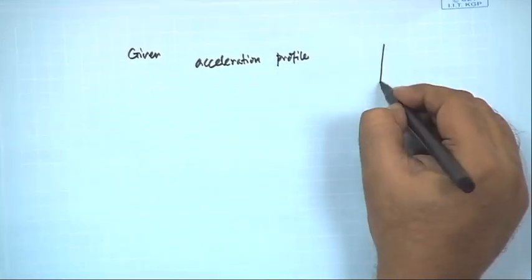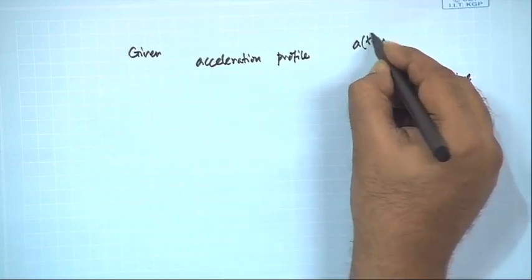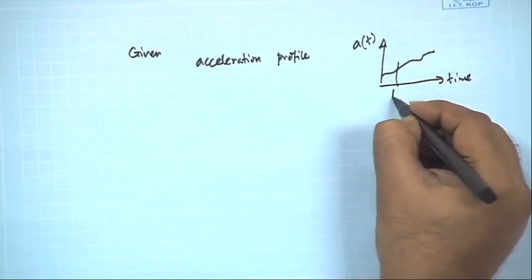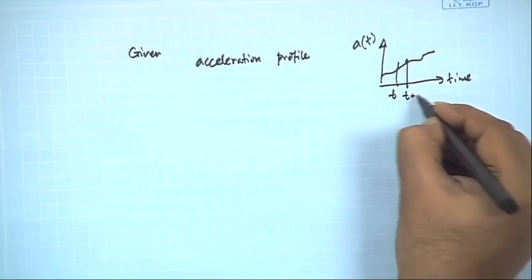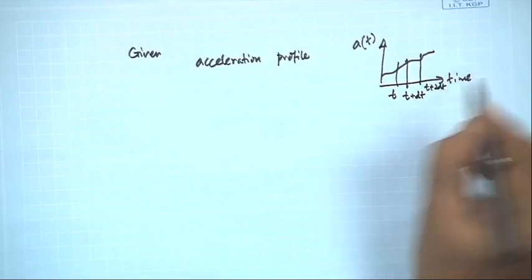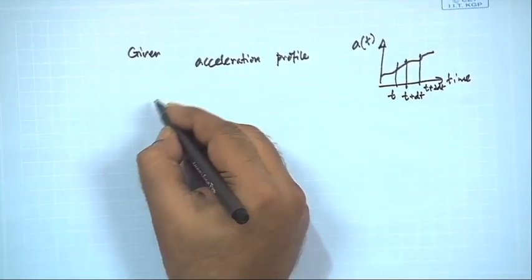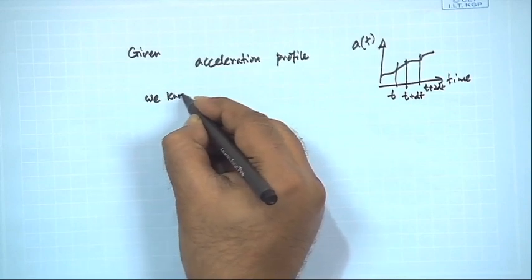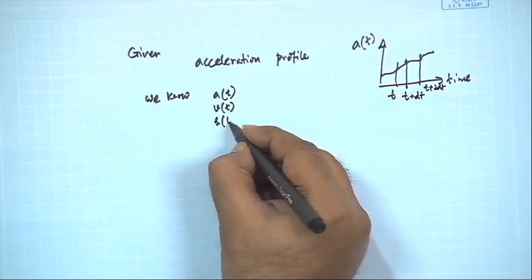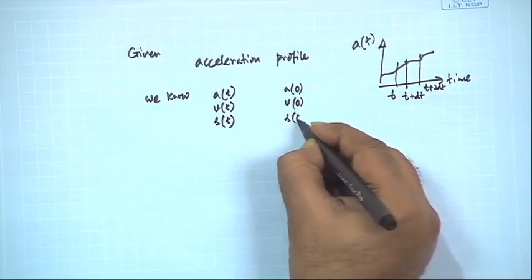What does it mean? It means that if this is time and this is acceleration, then this plot is given, right. So, if this is t, this is t plus dt, this is t plus 2 dt, etc. So, this graph is known. So, supposing we know Vt, we know St. A special case, we know A0, we know V0, we know S0.